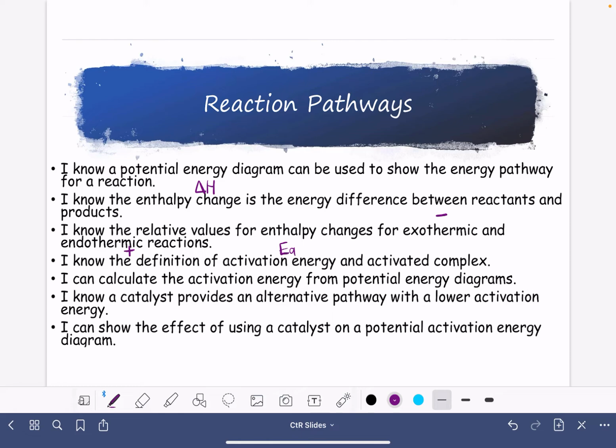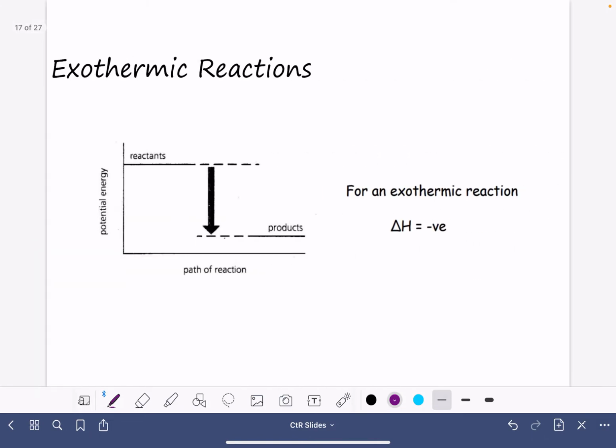We're going to look at that in a wee second. And I can calculate the activation energy from potential energy diagrams. So if you're given a potential energy diagram like this, you can say, oh, there's how we calculate activation energy. We know the effect of catalysts and how catalysts work. Okay, so let's look at that.